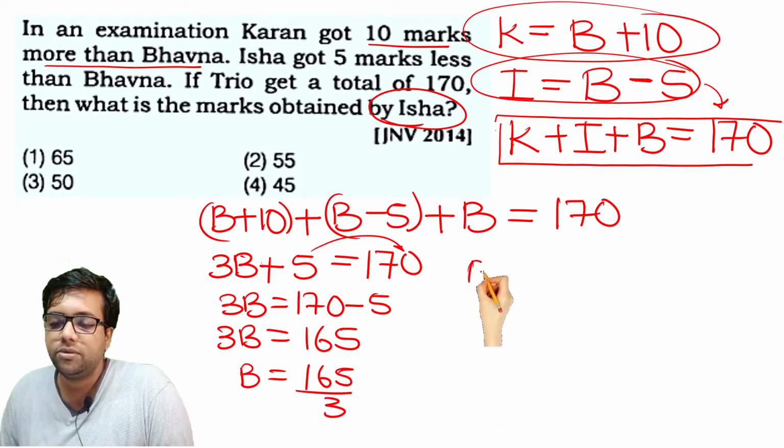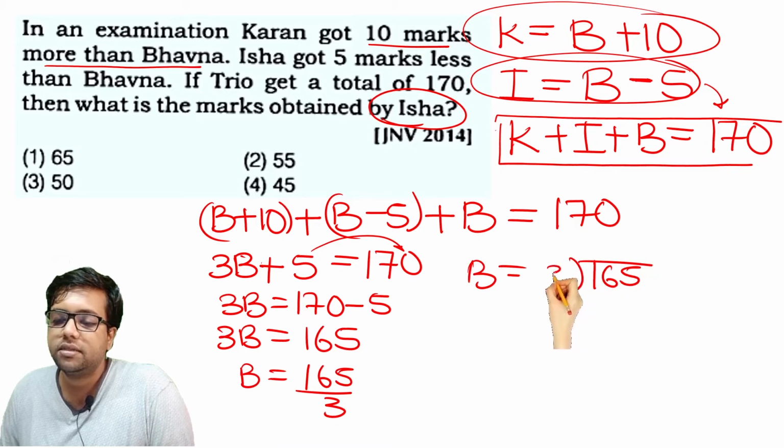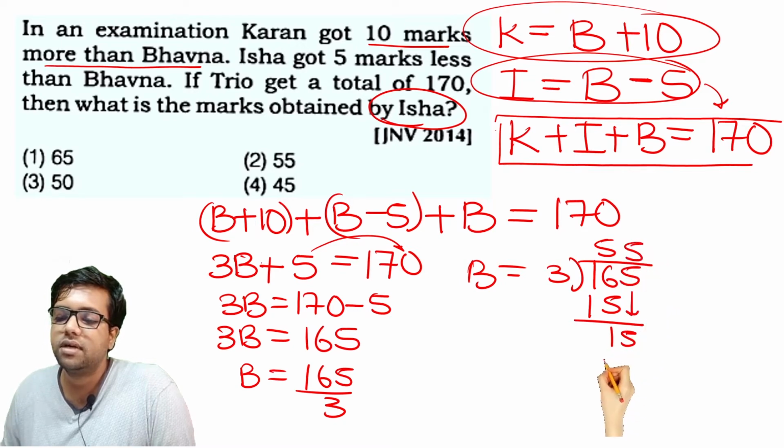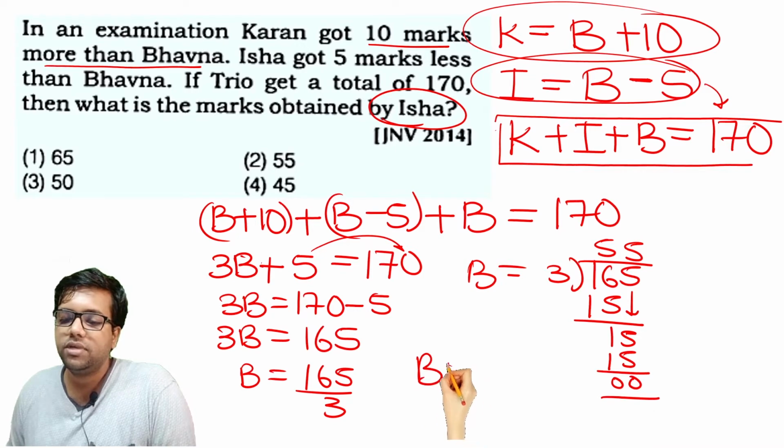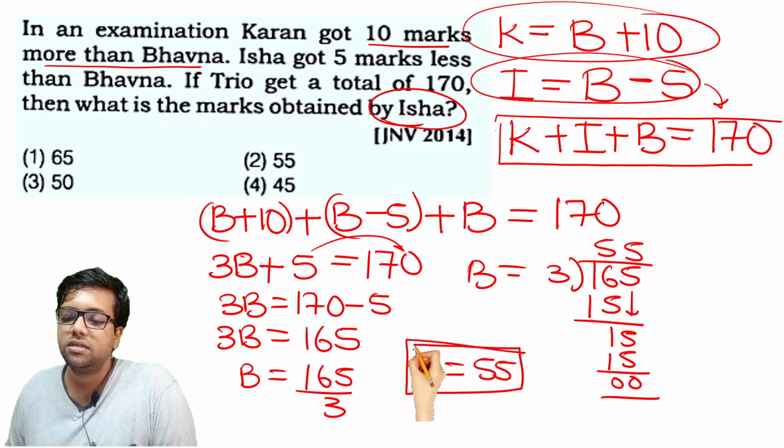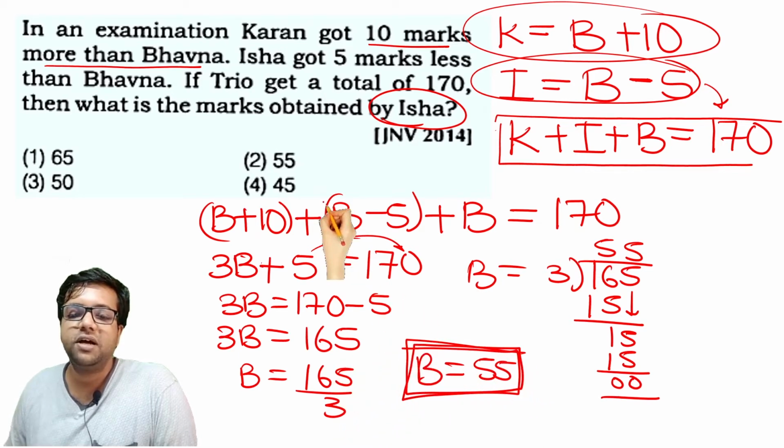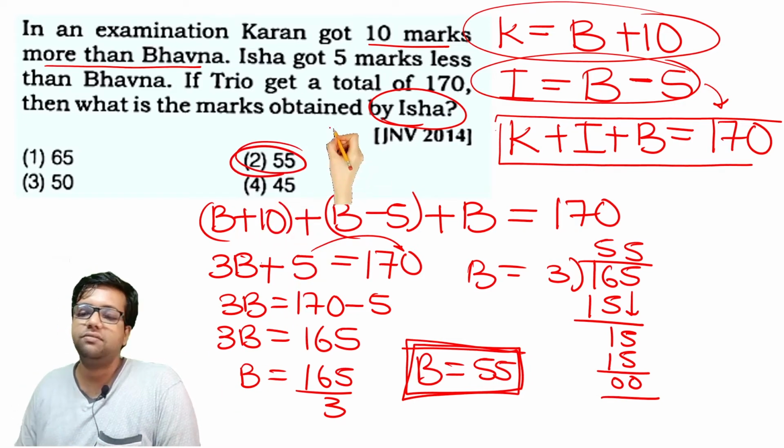So let me do the long division for you. 165 by 3. So 3 5s is 15. You're left with 1. Take down this 5. 3 5s are again 15. The remainder is 0. So therefore, b is equal to 55. So Bhavana's marks is 55. The moment you get 55, you will run over and put this second option as the right answer, which is completely wrong.